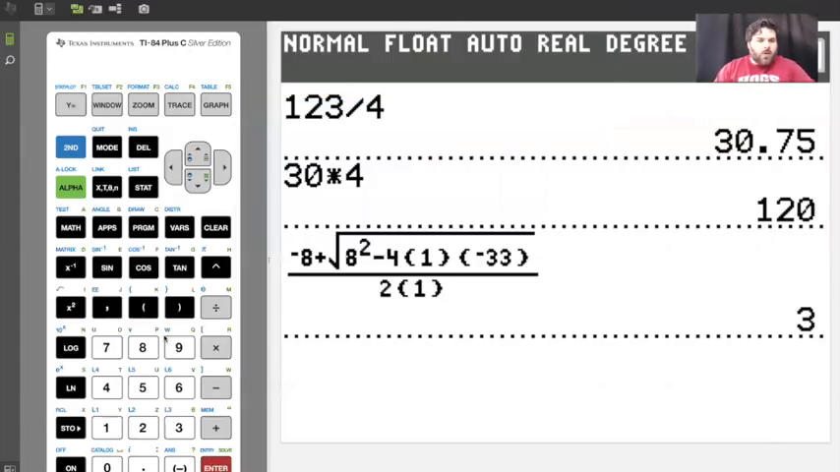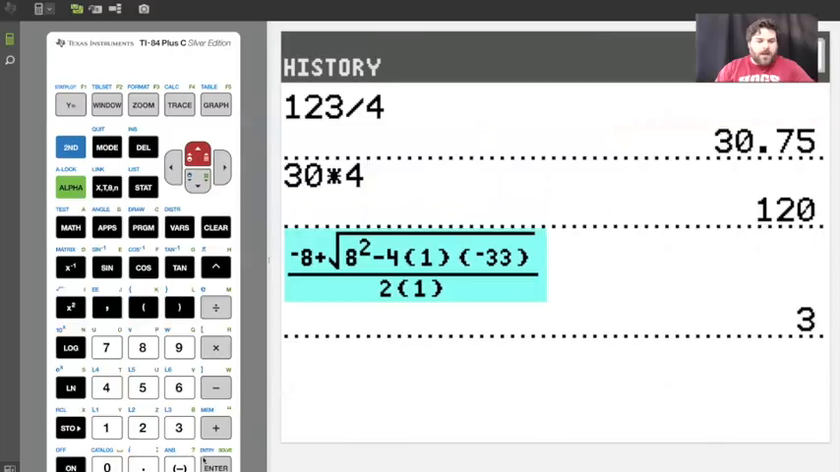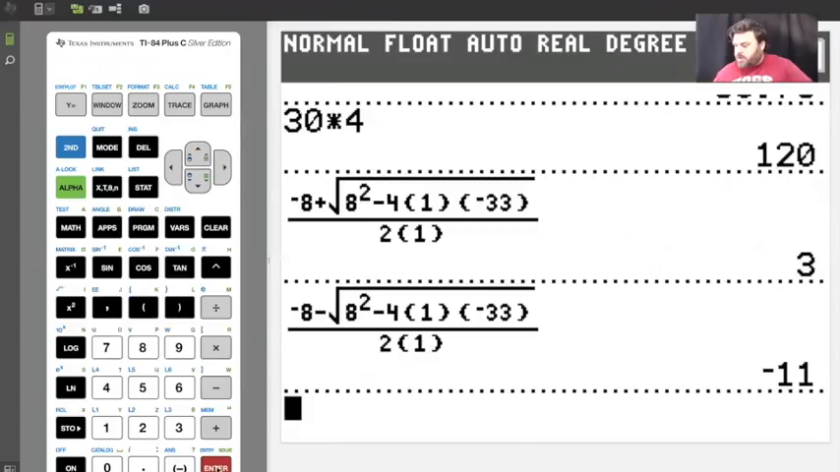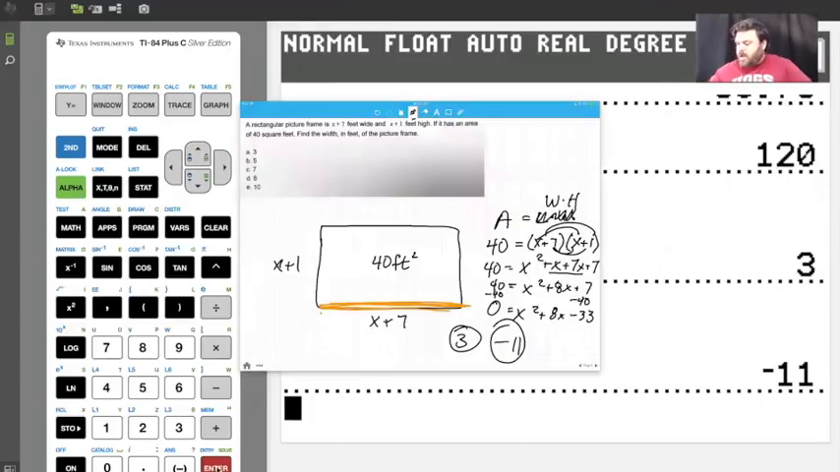Next I go back up, hit up, and hit enter. I just repeat the process, but I do it with the minus this time. So it's negative 8 minus all this stuff. Just change that to a minus, hit enter. There's my other solution, negative 11. Now remember, I could have factored this into x plus 11 times x minus 3, and then I'd get 3 and negative 11. It's the same thing I would have done if I had factored it.